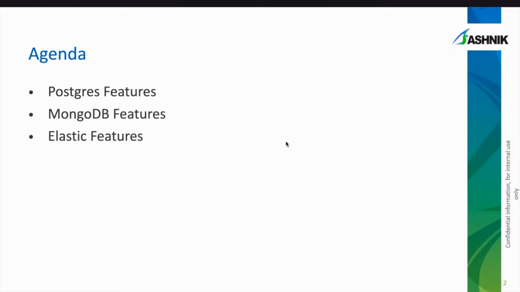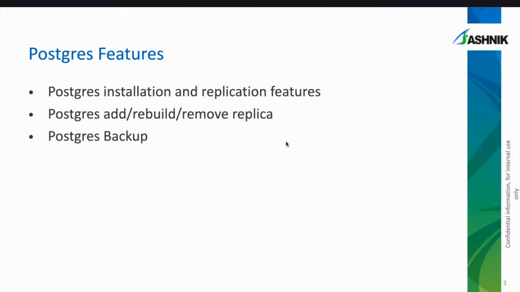So let us see what features we are offering as a beta version. Coming to Postgres, right now we are offering Postgres installation and replication features, as well as Postgres add, rebuild or remove replica, which is very useful for any DBA to do via UI. And coming to Postgres backup, which is a full backup. These are the current features which we are offering as a beta version.